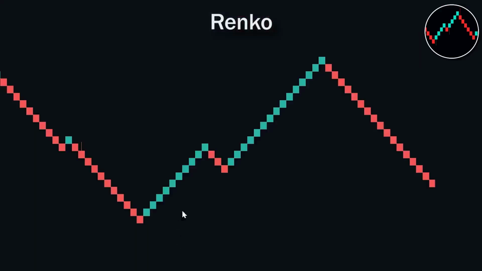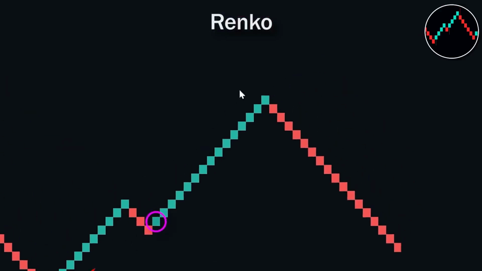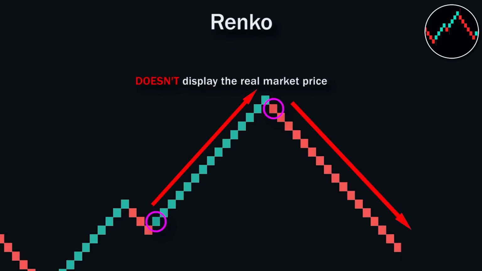Traders could utilize Renko charts to filter out noise and identify trends. A green Renko block signals an uptrend and a red Renko block signals a downtrend, and keep in mind that Renko charts only act as an indicator. It does not display the real market price.